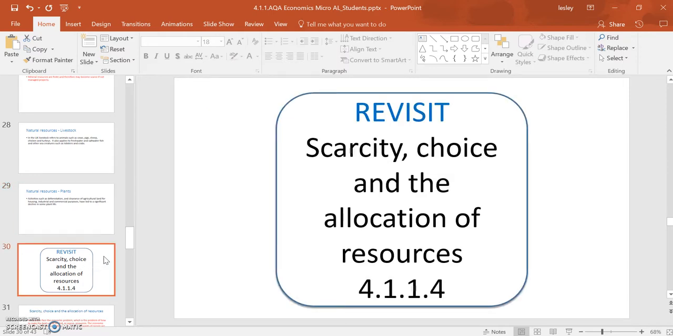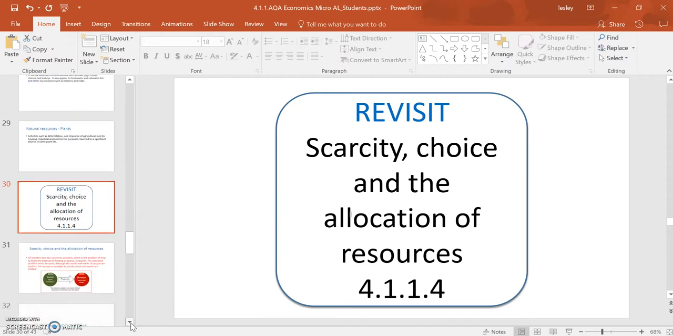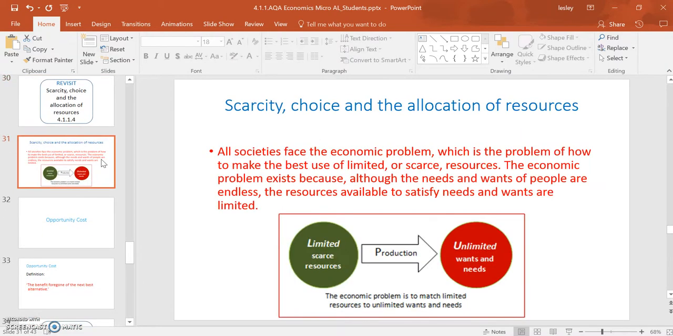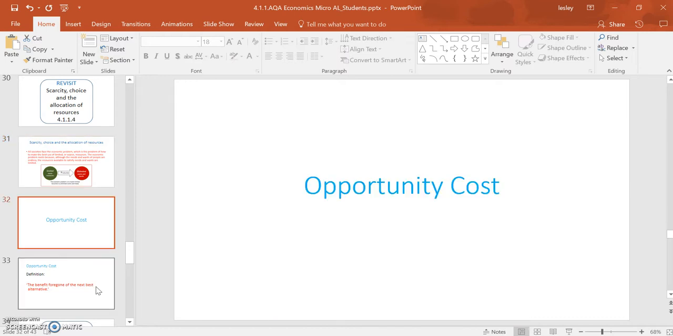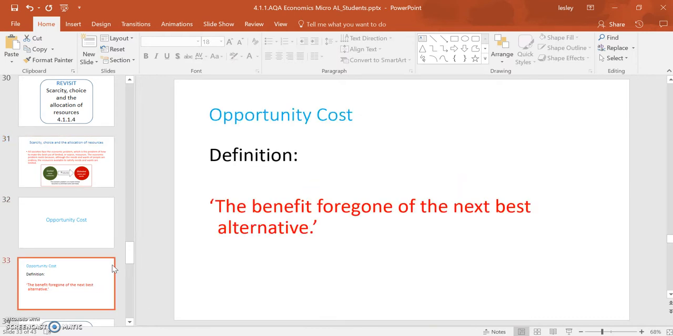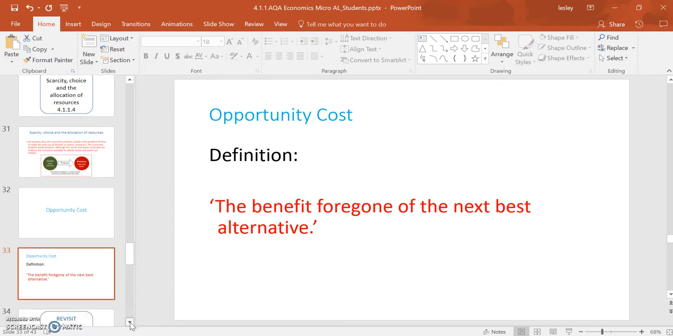Starts to get a little bit more interesting in 4.1.1.4, which is where we look at scarcity and the allocation of resources here. And again, we recognise that because we have limited resources, but there's unlimited wants and needs, we have to make choices. And those choices inevitably lead to an opportunity cost, which is defined as the benefit foregone of the next best alternative. So essentially, what you stood to gain had you made the other decision. That becomes the opportunity cost as a result of you deciding to do something else. So we'll have a look at that later on.